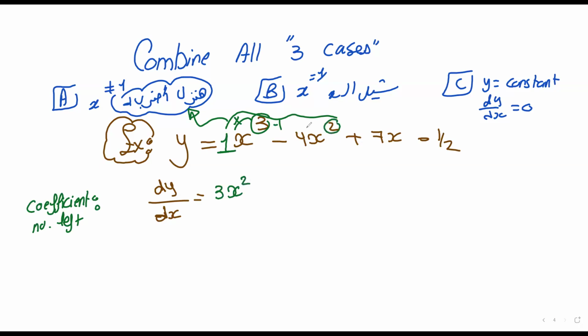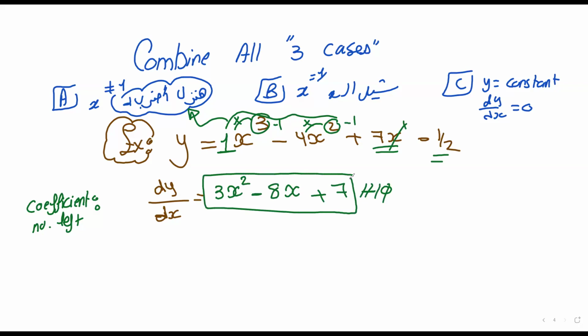Again, we bring the power down to multiply and subtract 1. 2 times negative 4 is negative 8. You must write the letter. 2 minus 1 is 1. And here, if the power is 1, your differentiation, as we said, is just the coefficient, removing the x. And for constant values, your differentiation is 0. Of course, here we don't write the 0. So this is how we differentiate. We will solve some questions.